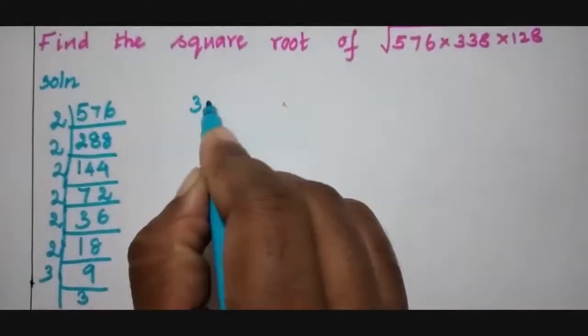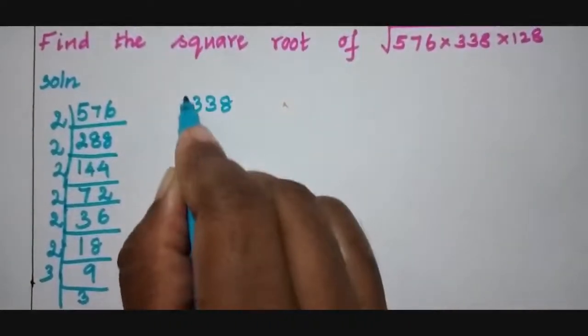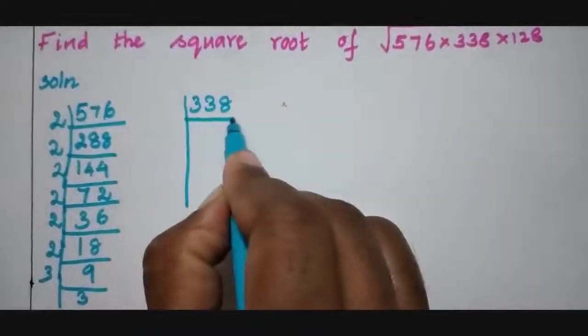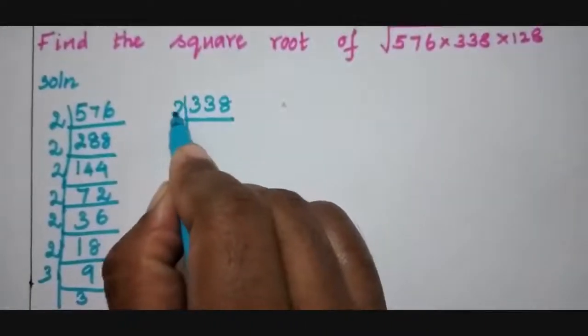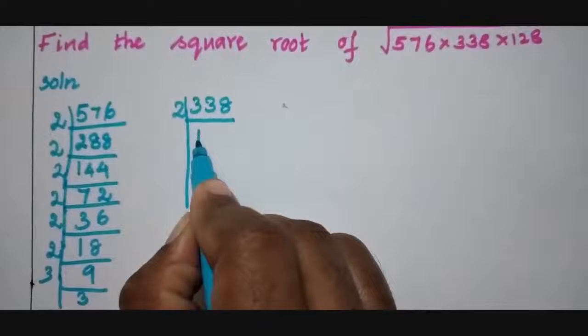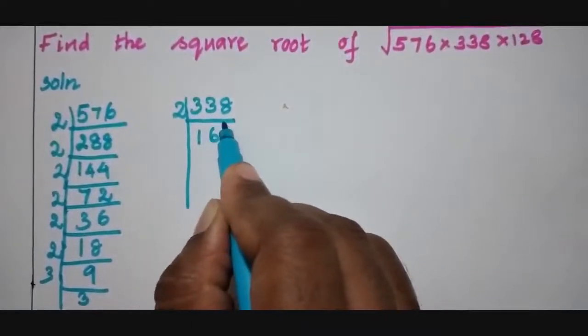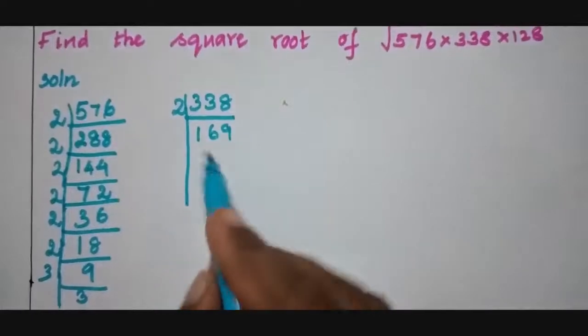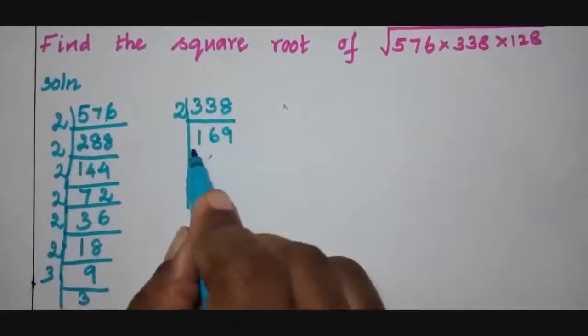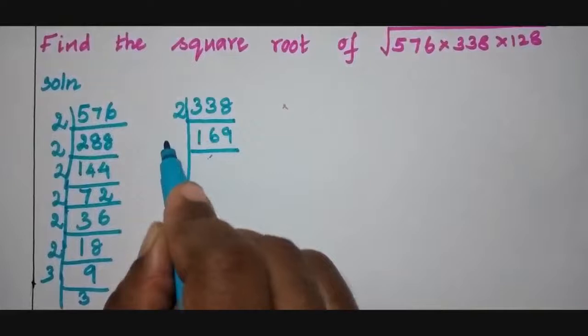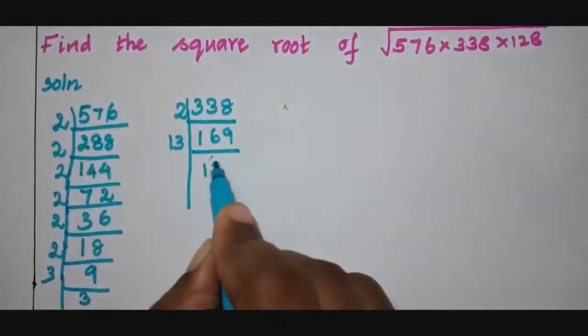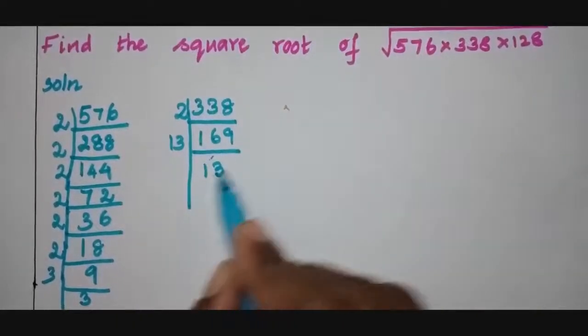The second number is 338. This is also an even number, so we can start with the 2 table. 1 2 is 2. Remaining 1. 6 2s are 12. Remaining 1. 9 2s are 18. So this you know very well. 13 13s are 169. We reach the prime number.